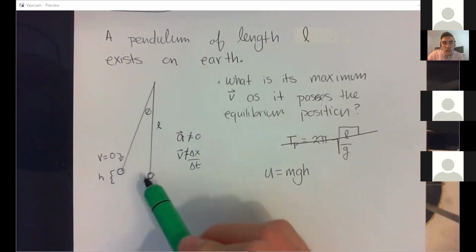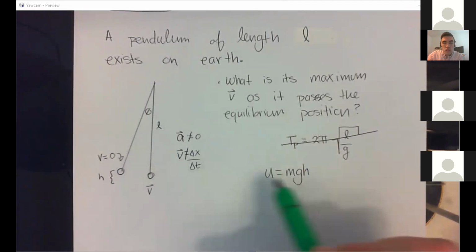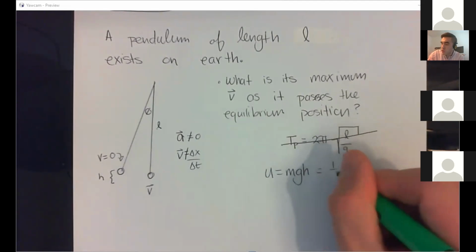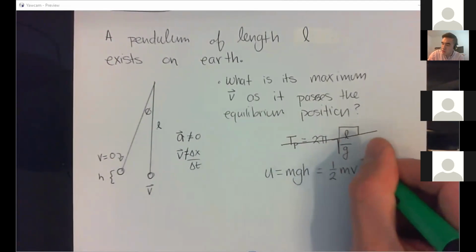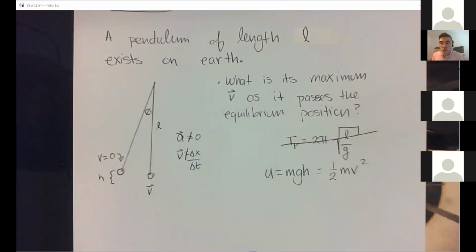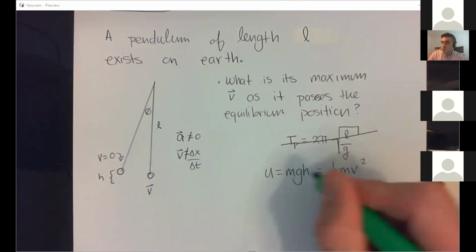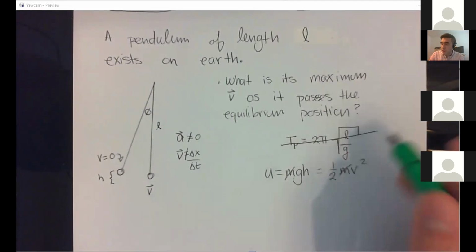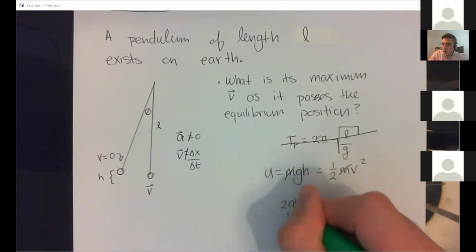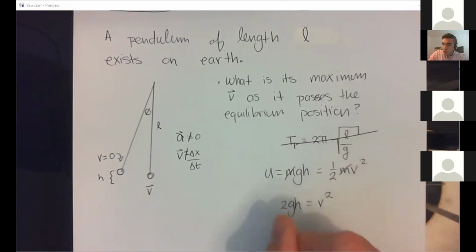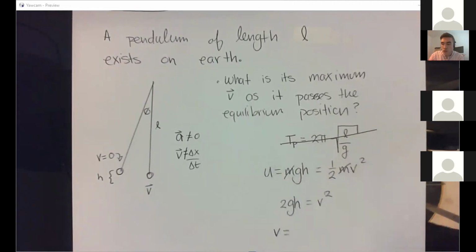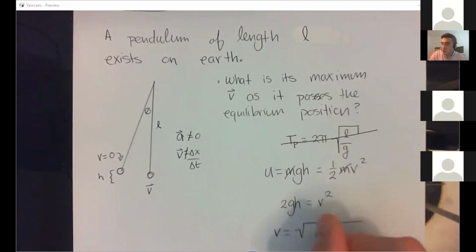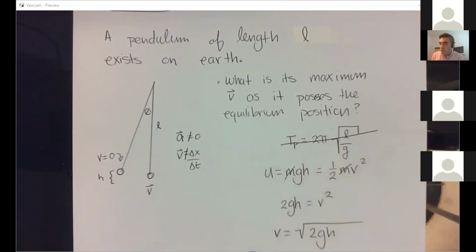And then as it falls back down to the bottom where h is 0, what does this become? Kinetic energy. So this is going to become equal to 1/2 mv squared. So let's start off by solving for the velocity v. Mass doesn't matter, which is why the mass of the pendulum wasn't given. Then 2gh is equal to v squared, so the maximum velocity reached by the pendulum is v equal to the square root of 2gh.